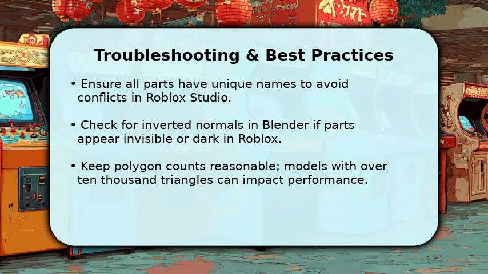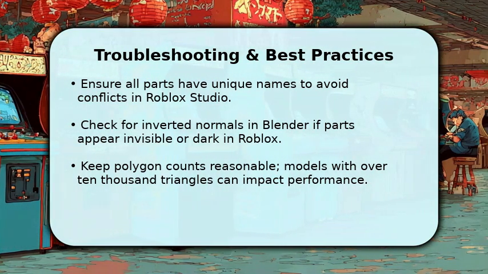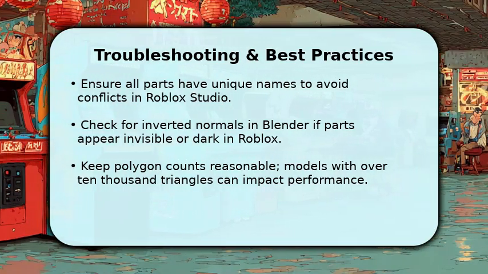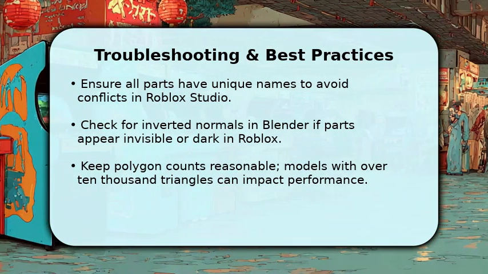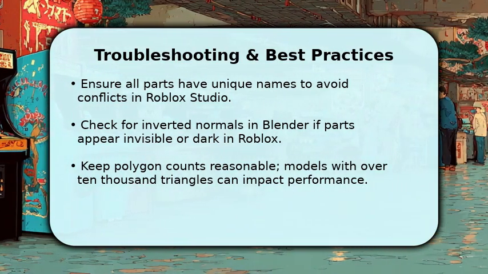Always give your Blender objects unique names to prevent issues in Roblox Studio. If parts appear invisible or unusually dark, check for inverted normals in Blender and flip them. Aim for reasonable polygon counts. Models exceeding 10,000 triangles might affect game performance.